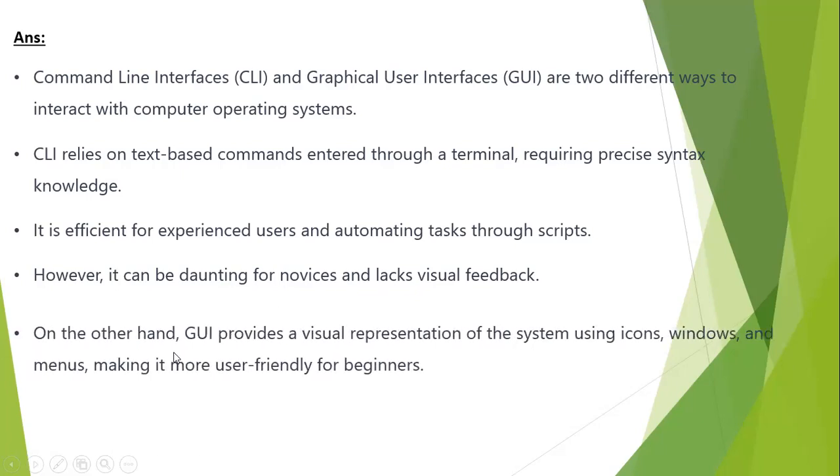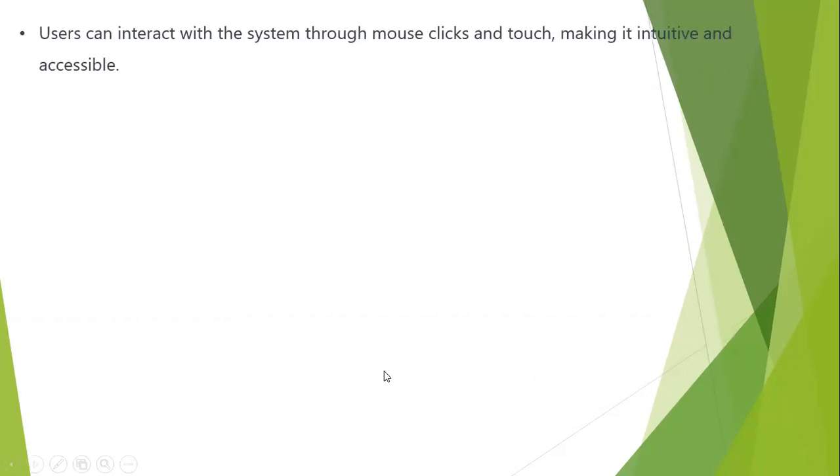On the other hand, now you have to give the other option. GUI provides a visual representation of the system using icons, windows, and menus, making it more user-friendly for computer users. So these are basic features of GUI, which provides the UI, which could not be provided by CLI. Now the next one: users can interact with the system through mouse clicks and touch, making it intuitive and useful. Further features are given about GUI.